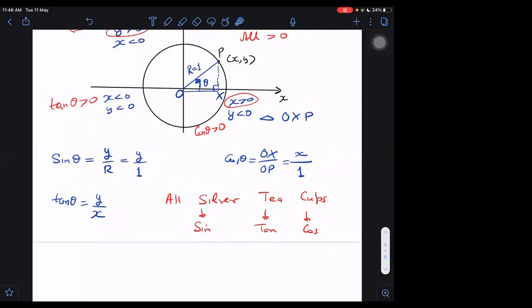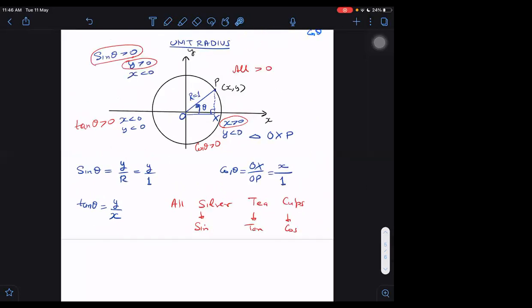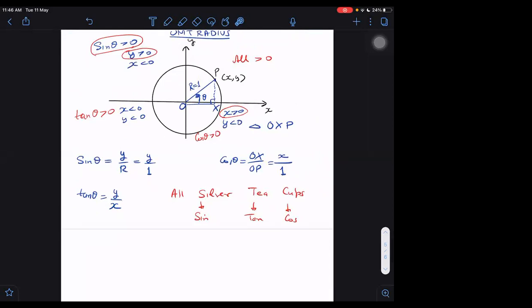But you should know the logic. Why are we saying that sine is positive, tan is positive? That logic we should also know. If we know the logic, then we don't need to learn "All Silver Tea Cups". Most of the students don't know the logic. That's why they learn this.